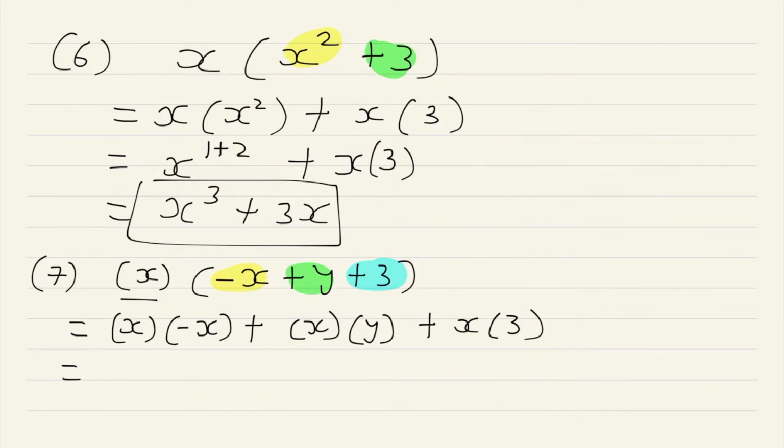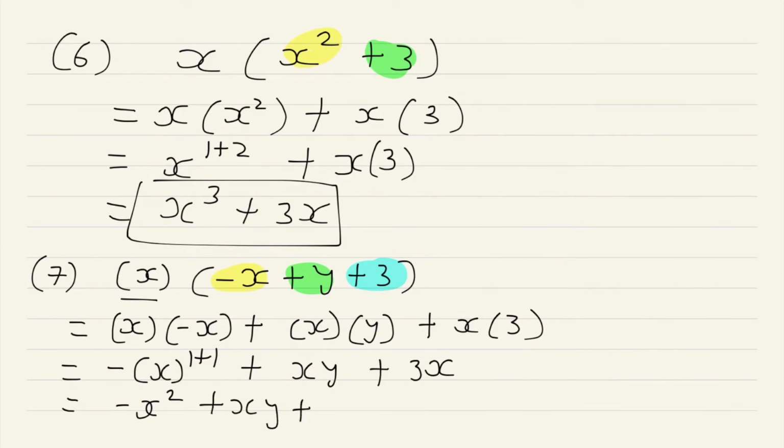So that's positive times negative, so it's negative x to the 1 plus 1, plus, since these are two different bases, we cannot add the exponents, so that's just x times y, plus 3 times x is just 3x. So that's negative x squared plus xy plus 3x. We would just put them in alphabetical order, so that would be negative x squared plus 3x plus xy.